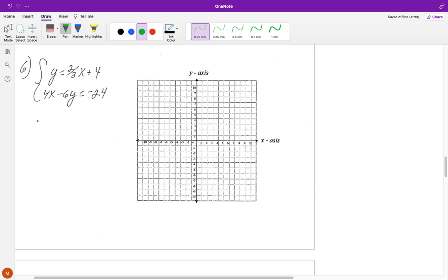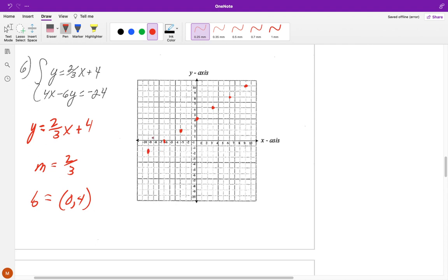All right, so for number 6, I'm going to graph this first one, y equals 2/3 x plus 4. This is already in y equals mx plus b form, so we can just identify our slope as 2/3, and our y-intercept is 4, so the point 0, 4. So I'll go ahead and plot that point, go up 2 and over 3, and repeat.